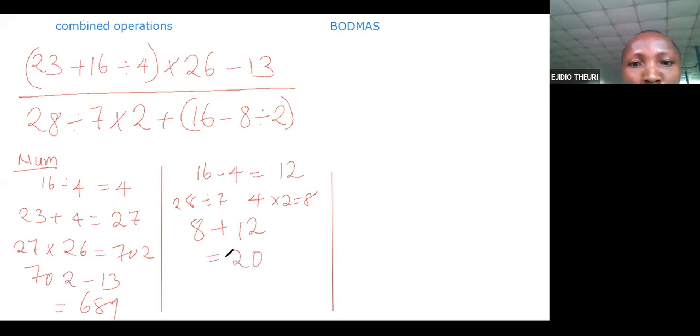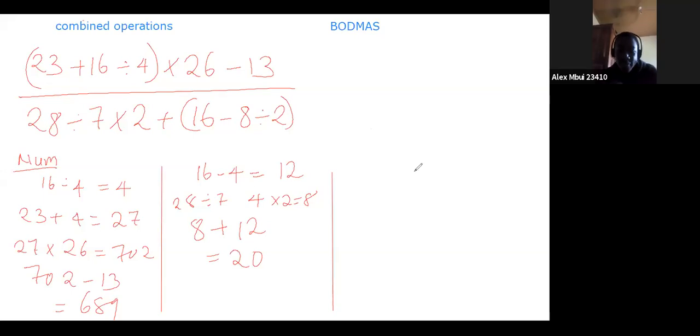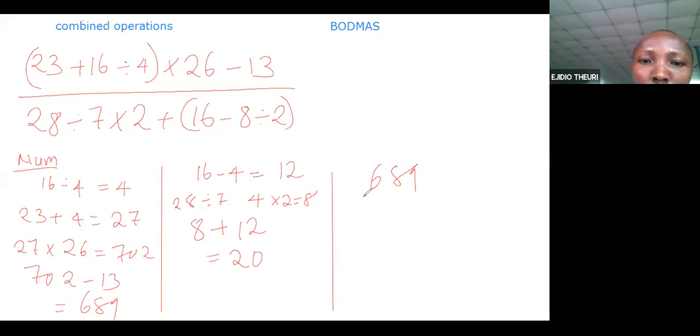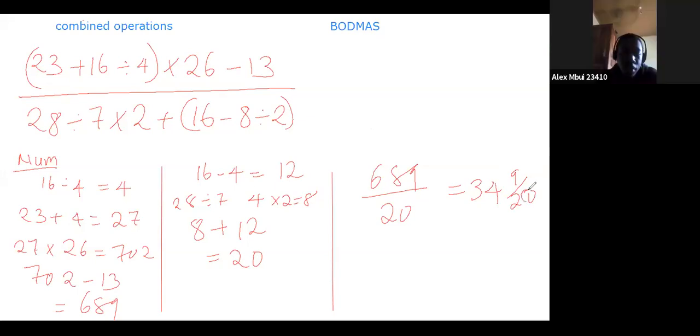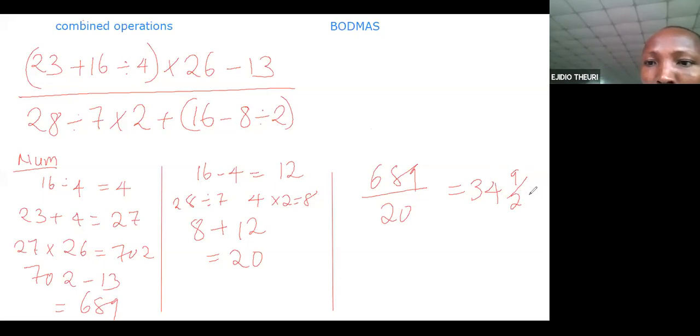Is that okay? Yes. Very good. So the final answer will be 689 divided by 20, to get 34.45. 689 divided by 20 is 34 and 9 over 20. Use fractions in such a case. We don't want to show that you have used a calculator anywhere. So leave your answer in fraction form. 34 and 9 over 20.